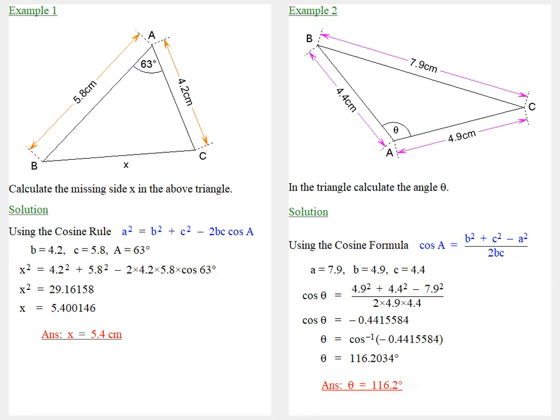116.2034 degrees. So rounding it off to one decimal place, we have theta equals 116.2 degrees.